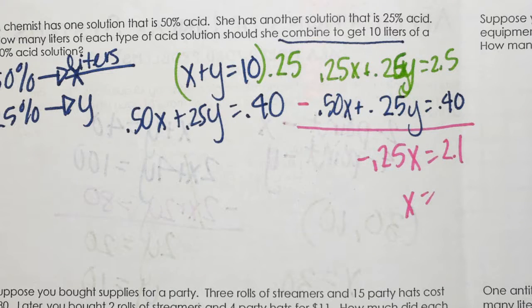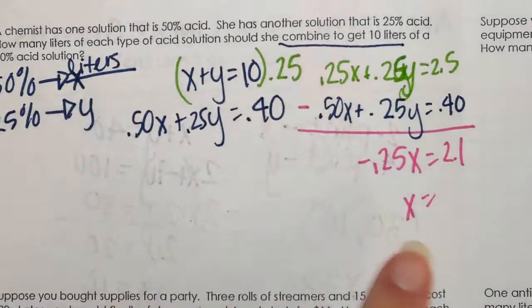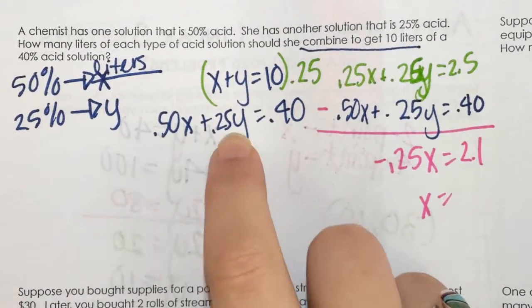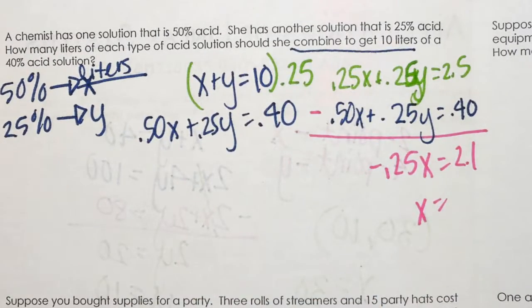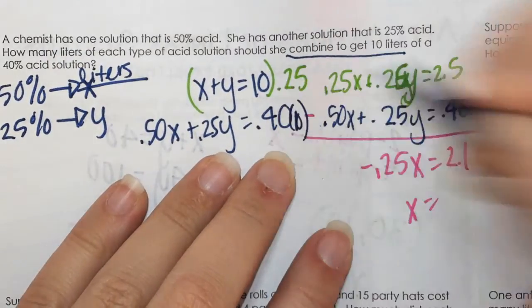What, baby? Good. Thank you. Take a point. We were supposed to multiply 0.4 by 10. Why are we supposed to multiply 0.4 by 10? Yes, we need to get 10 liters of our 40% solution. And here, we multiplied this percentage by X and Y, and these were our liters, but we didn't multiply this by 10 right here. So let's fix it.